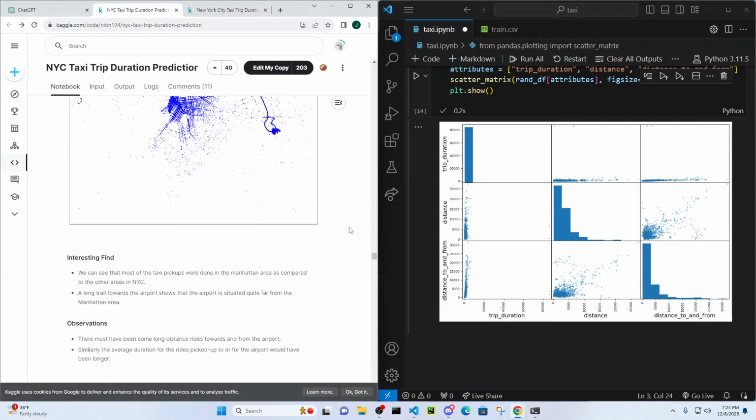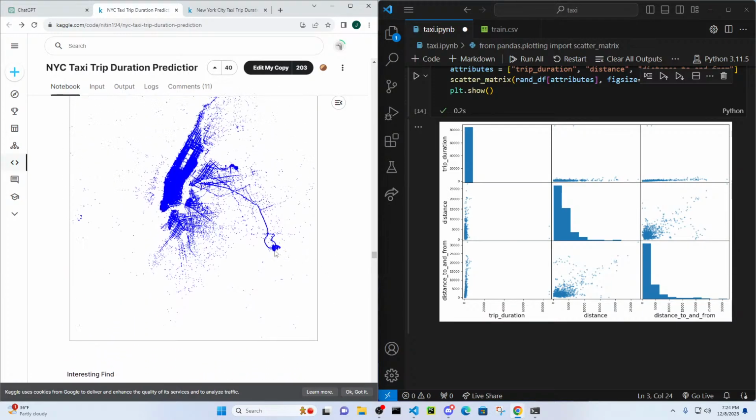So we could see most of the taxi pickups were done in the Manhattan area as compared to other areas in New York City. A long trail towards the airport shows that the airport is situated quite far from the Manhattan area. So this is the airport, I'm guessing. So there's 3 airports depicted here. You just showed us JFK. There's also LaGuardia to the north, right here. Yeah. And to the far west, we have Newark.